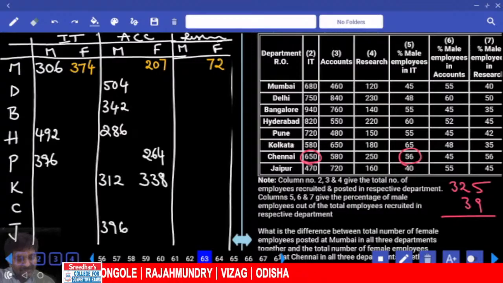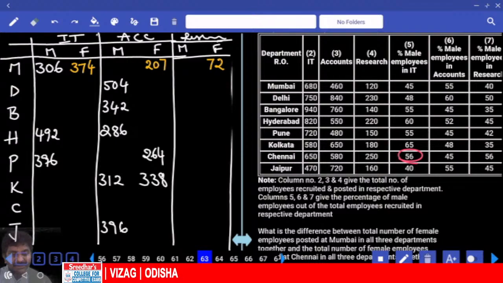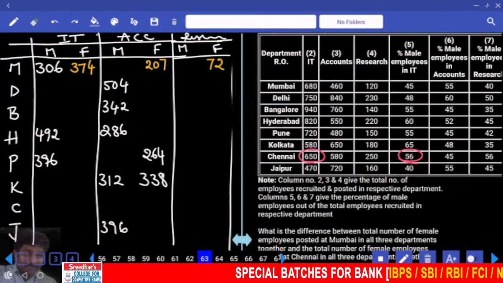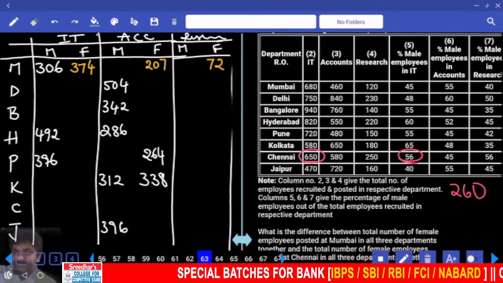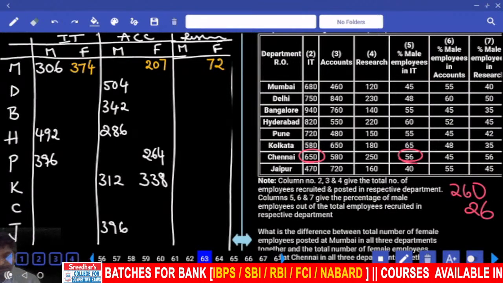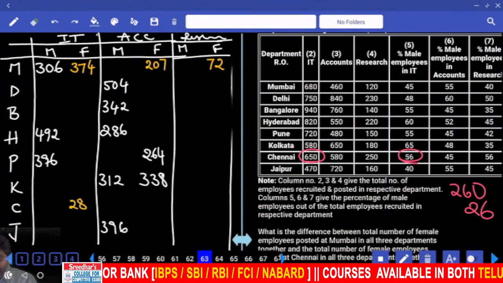What do we need, male or female? We made a mistake. What percentage do we need? 44%. 44% is 40% plus 4%. 10% is 65. Double 130, double 260. This is 40%. Then 4% is 26. Total 286.